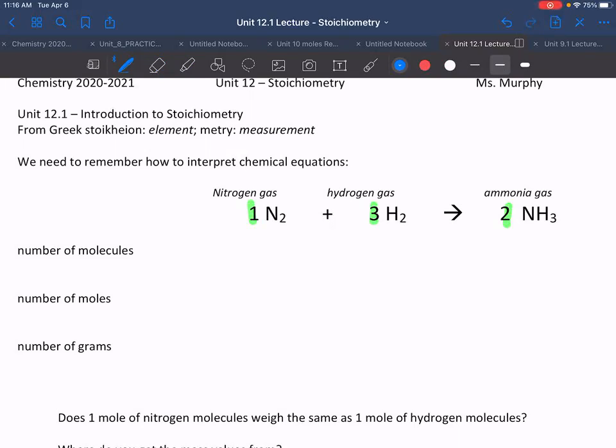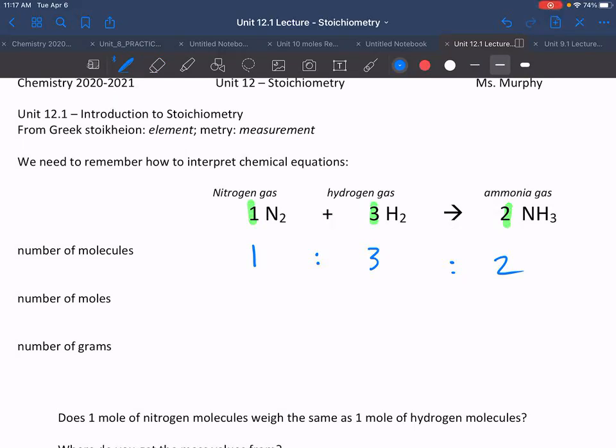So this means our ratio of N2 is 1 to 3 H2 to 2 ammonia. If we were to do this reaction with 1 N2 molecule, we'd need 3 H2 molecules to make 2 NH3s. Just like a recipe for pancakes, maybe it takes 2 eggs plus a cup of flour equals 4 pancakes. It's just a ratio of the parts that we need to make our products.